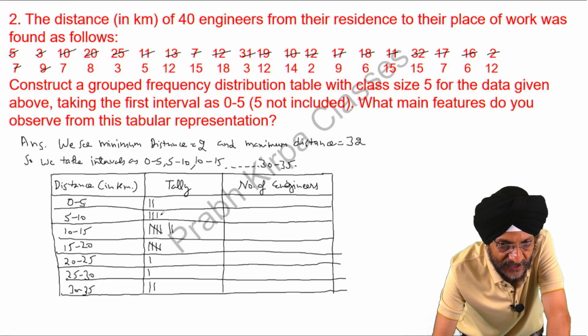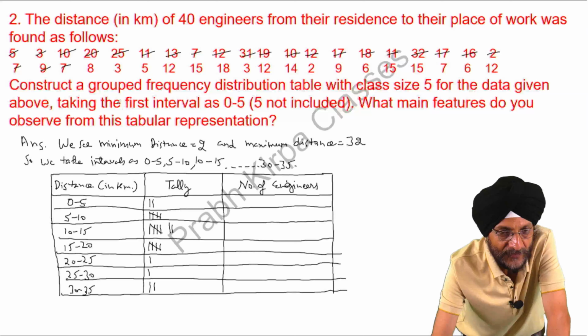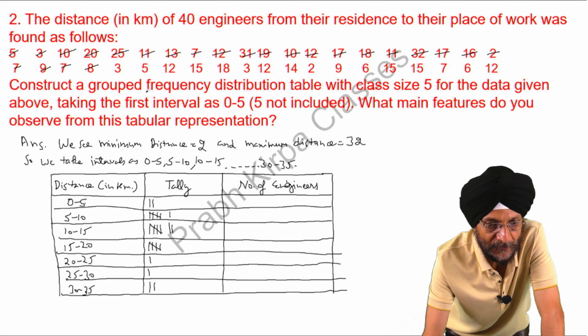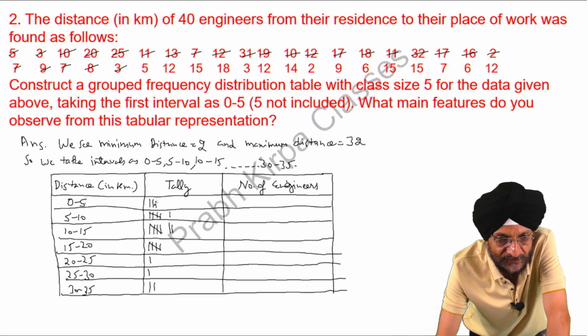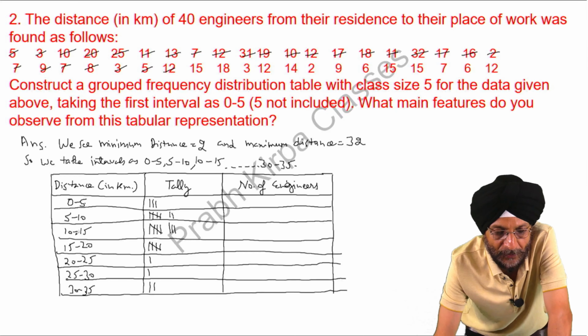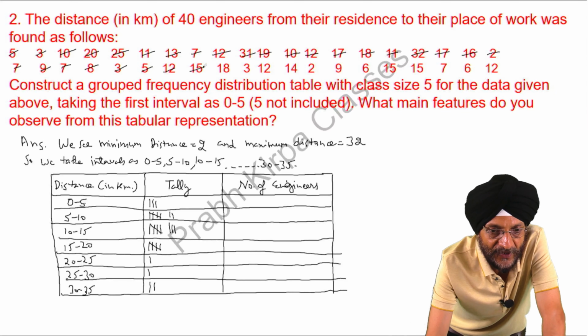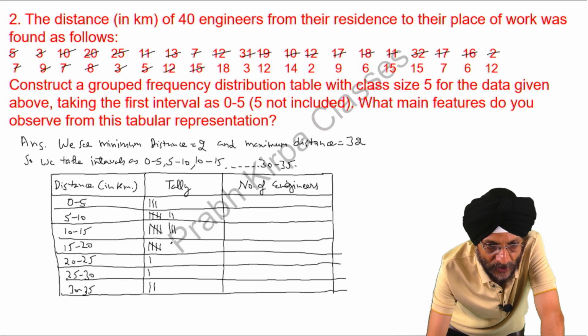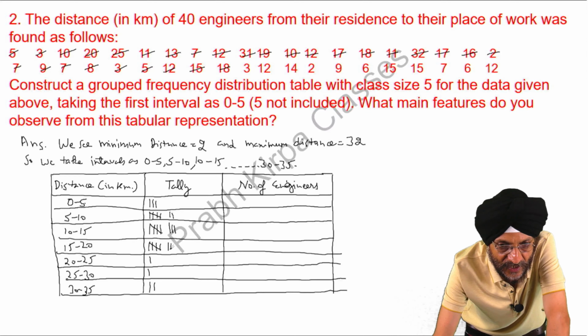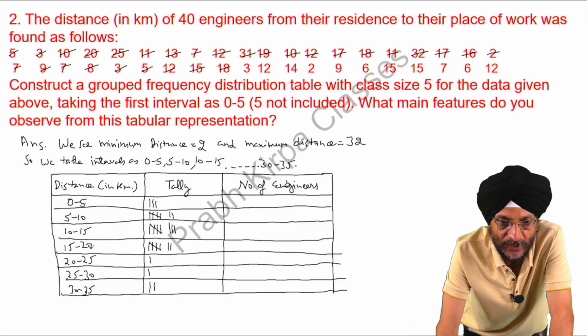9 will fall again in the same. 7 will again fall in the same group. 8 will again fall in the same group, the 5 to 10 class interval. 3 will be in the first class interval. 5 will be in the second. 12 will fall in the 10 to 15 range. 15 will fall in the 15 to 20 range. 18 will fall in the class interval 15 to 20.